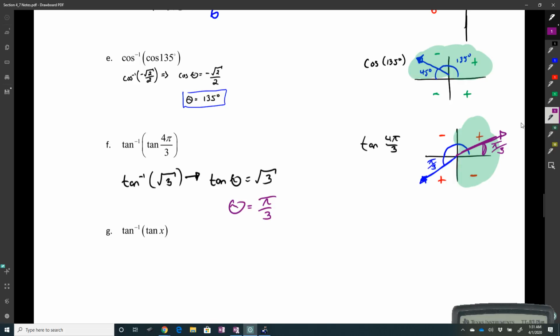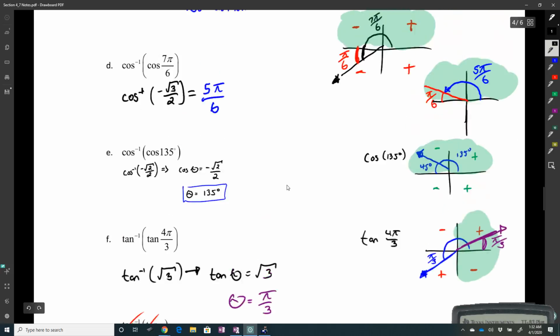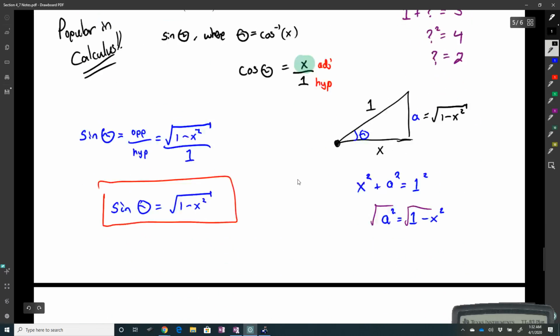All right. Now, what if you don't have anything on the inside? If it's just a variable? Then you can assume that the inverse tangent and the tangent would kill each other. So in this case, if you have just a variable, the answer would just be x. But if you have numbers, you have to make sure that the answer you get is in the range of the inverse. If not, then the number will change. Like this one was tangent, the inside was 4 pi over 3, but my answer ended up being pi over 3. Anyway, let's go to the last page and we'll wrap it up.